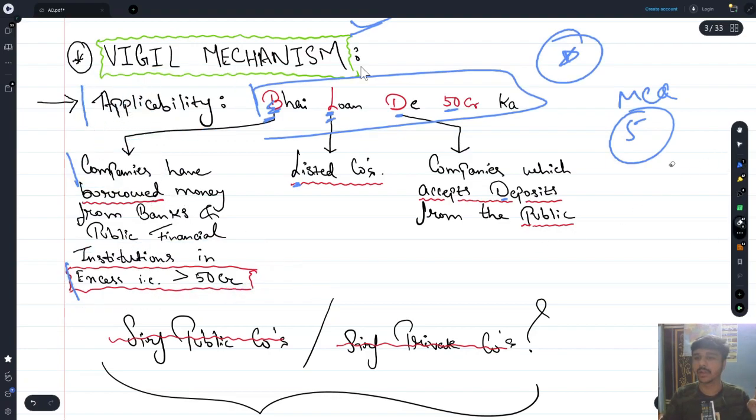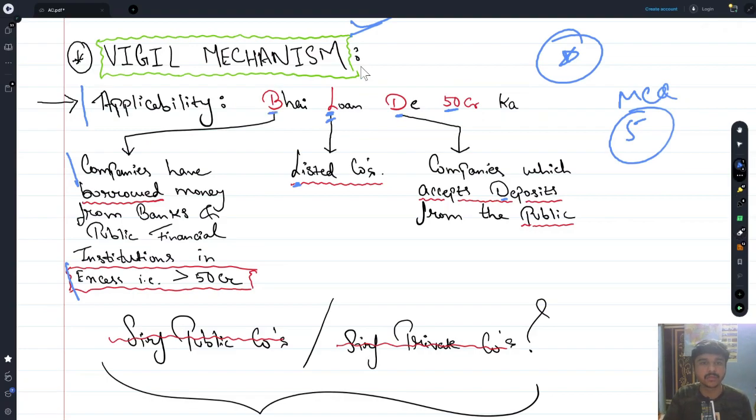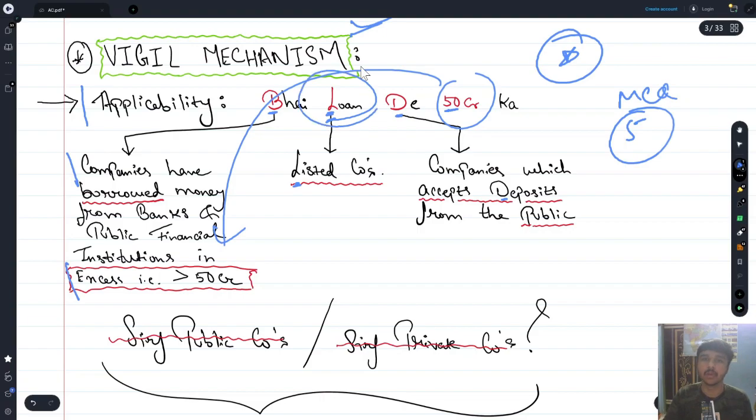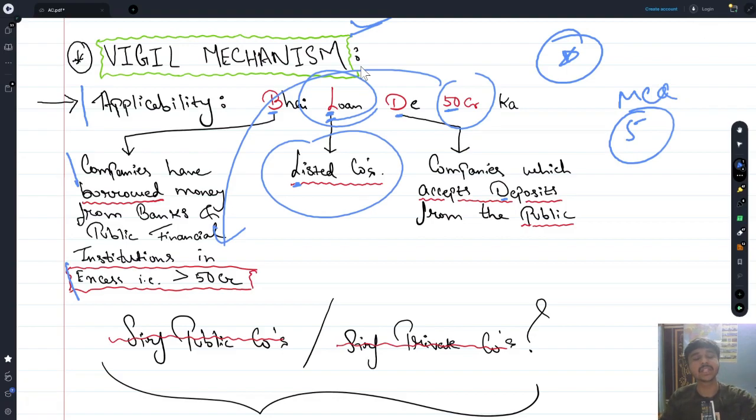Second thing, so the first one was bhai loan de 50 crore ka. B was borrowed, and 50 crore is the amount. L, what is L? L is listed company. So every listed company has to have a vigil mechanism. Every listed company has to have a vigil mechanism.